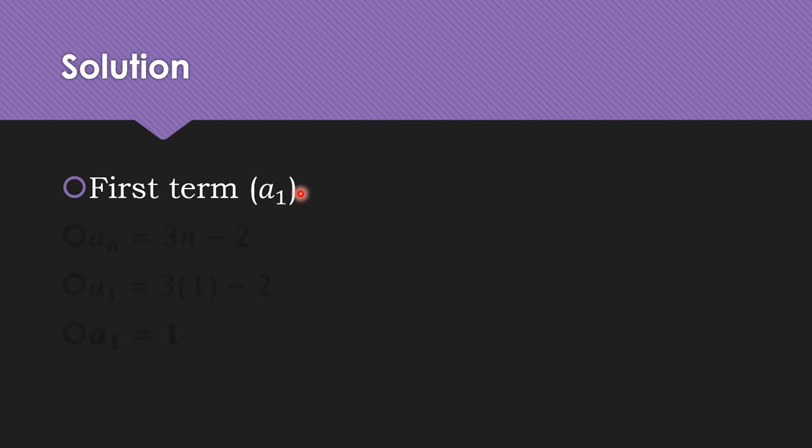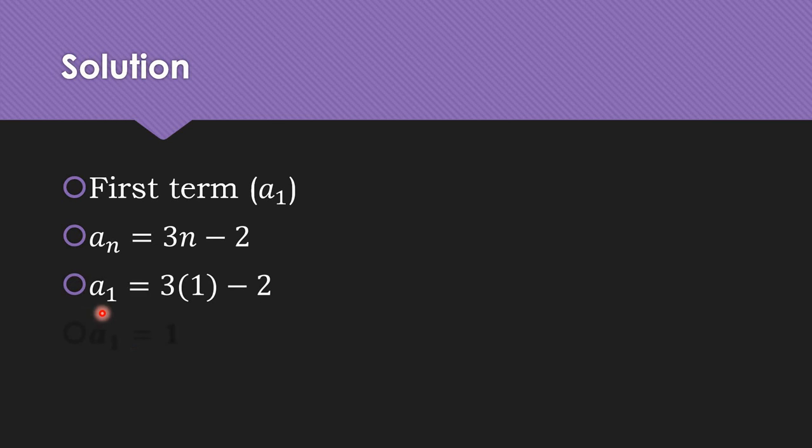So, the first term, like what we discussed earlier, is denoted as a sub 1. Okay? So, it is understood that when we write a sub 1, what we are looking for is the first term. Again, our rule is a sub n is equal to 3n minus 2. It means that if you are looking for the first term, the value of n is 1. So, we replace n with 1, because we are talking about the first term.